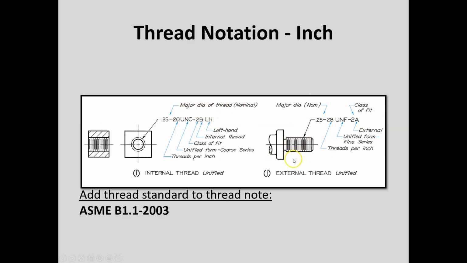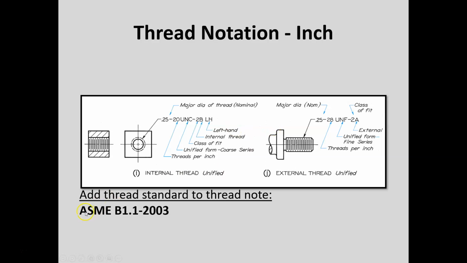For an external thread, the only thing that changes is the A out here. So instead of B for an internal thread, we get an A for an external thread. Obviously, this thread is not going to go into this hole. Why? Well, it's a 1/4 inch major diameter, but notice that this is a finer thread. This is 28 threads per inch. This is 20, so that's not going to work. We also see that this is F for fine. This is C for coarse.